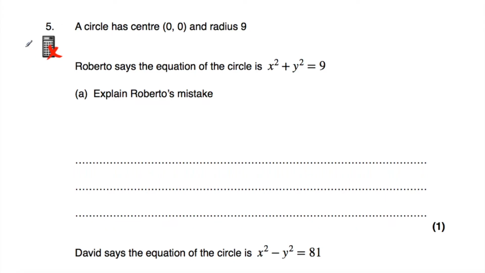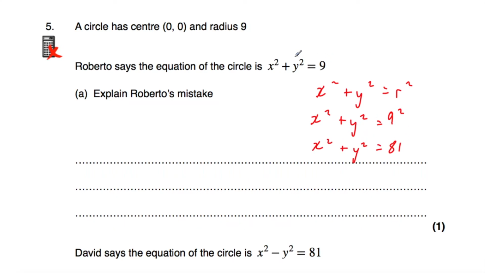Okay, let's have a look at question number 5. It says a circle has centre 0, 0, the origin, and radius 9. Roberto says the equation of the circle is x squared plus y squared equals 9, and we're asked to explain Roberto's mistake. The equation of a circle at GCSE level is x squared plus y squared equals r squared, where we've got x and y, and then the radius r. With this circle, x squared plus y squared equals 9 squared, so the equation is x squared plus y squared equals 81.